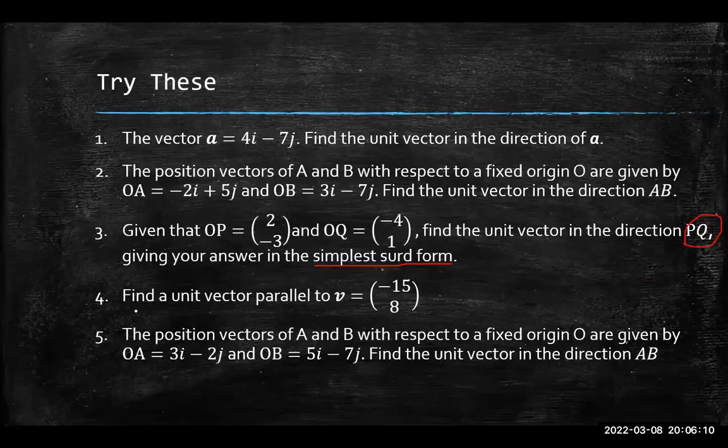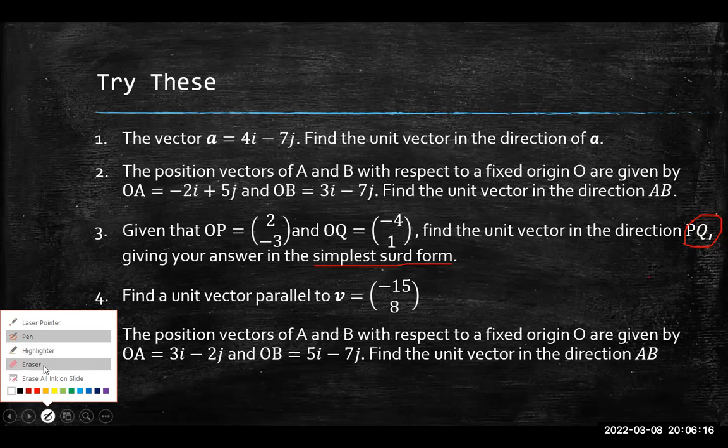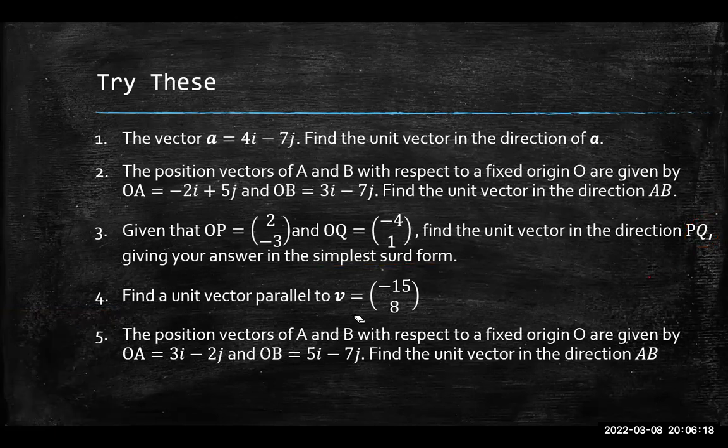Next one. This is an easy one. Find the unit vector parallel to V. So all you're doing is finding the magnitude and then using the formula 1 over the magnitude multiplied by the vector to get the unit vector. That's it. And notice since they gave you this as a column vector, you should write your answer as a column vector as well. Let me know when you finish, right?